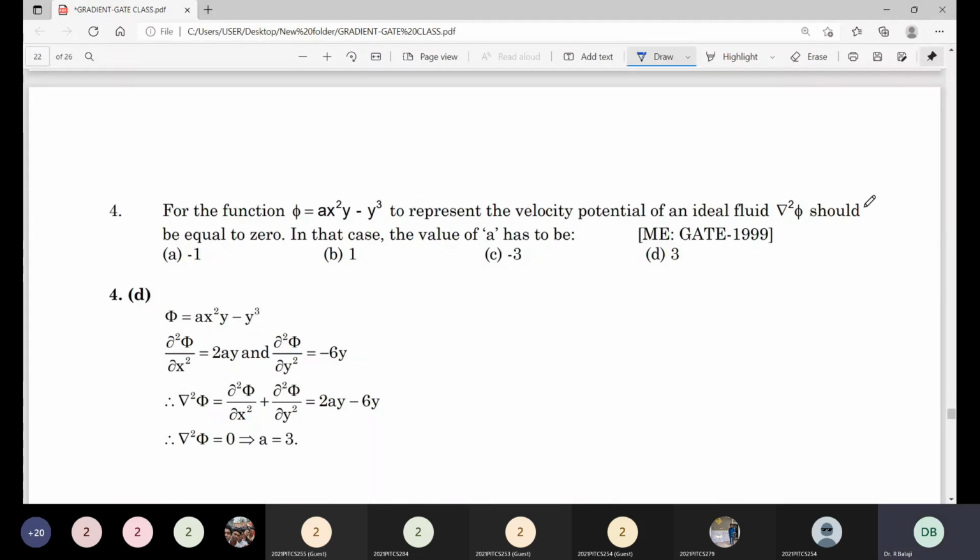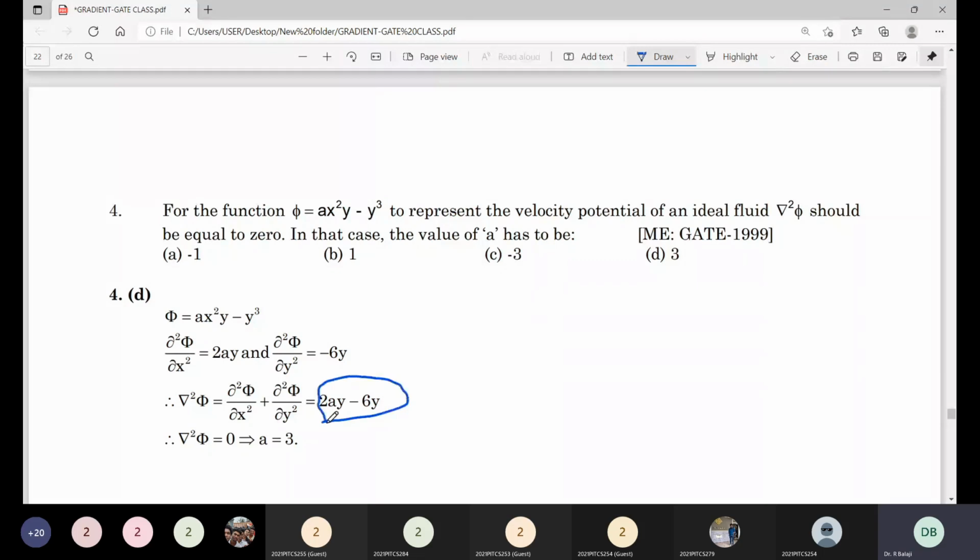See, for a function phi equal to a x square y minus y cube to represent the velocity potential of a fluid, del square phi should be equal to 0. So in this case, the value of a has to be found. Phi is a x square y minus y cube. Now del square phi is dou square phi by dou x square plus dou square phi by dou y square, which is 2ay minus 6y.